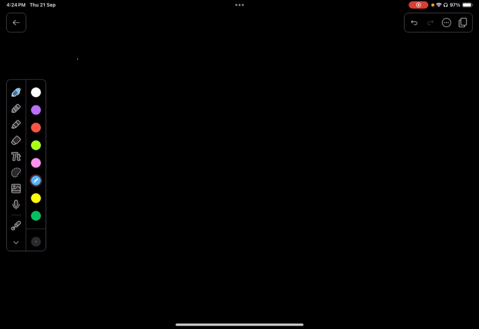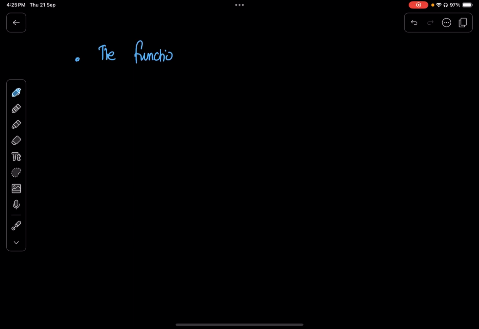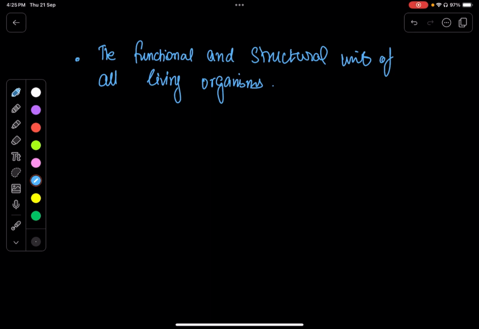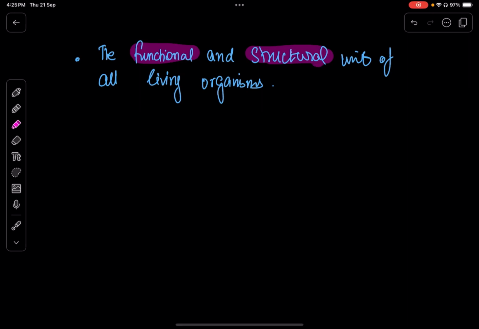So a cell is basically the functional and structural unit of all living organisms. Alright, as simple as that, no rocket science. What is a cell? A cell is the functional structural unit of all living organisms. Alright, simple as that, no rocket science.